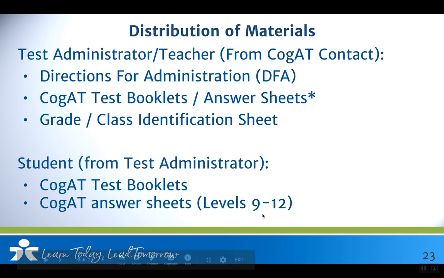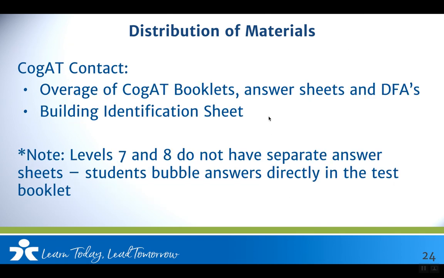You'll also have the grade class identification sheet, but that's the one that you fill out. Students get the booklet, and if they're in 3rd grade and above, they also get an answer sheet. You will have the overage of CogAT booklets, answer sheets, and the directions, and the building identification sheet.